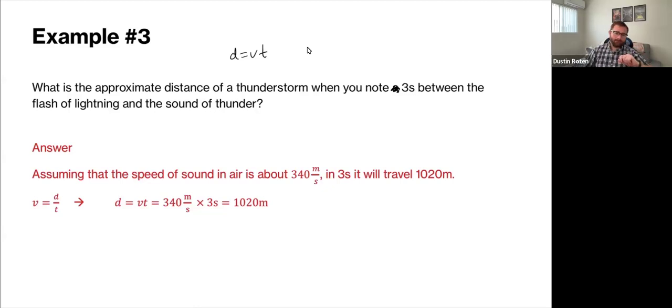Okay. Now, we can start with our original definition of velocity, distance over time. We can rearrange it just like I've already done. So we know that if we want the distance, well, that's just velocity times time. So we know the velocity of sound through moist air. We know how long the time it took to get from the lightning flash to us. So we can multiply these things, and it turns out this storm is about 1,020 meters or 1.02 kilometers away.